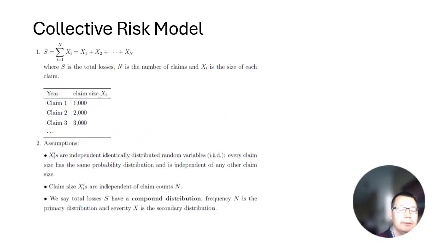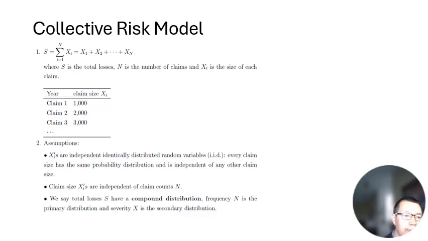There are many different ways to model aggregate losses. The first one we want to talk about is the collective risk model. Here we just assume S equals the sum of Xi, where i is from 1 to N. S is the total losses, N is the number of claims, and Xi is the size of each claim. So this is based on claims. First claim maybe $1,000, second claim $2,000, third claim $3,000.